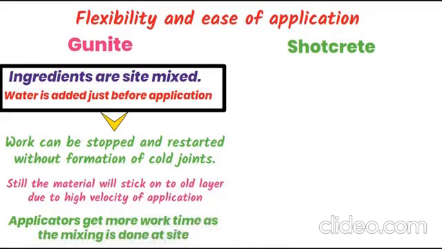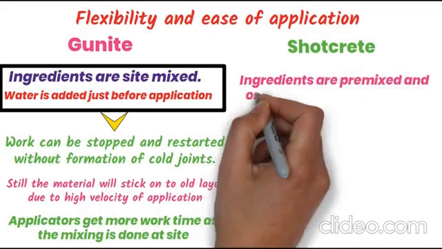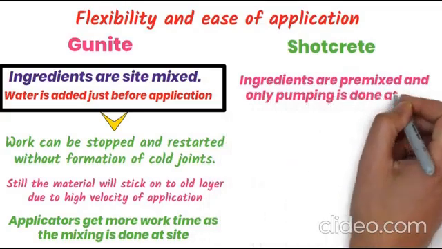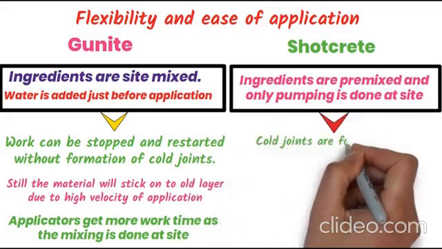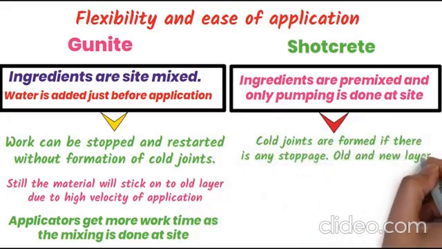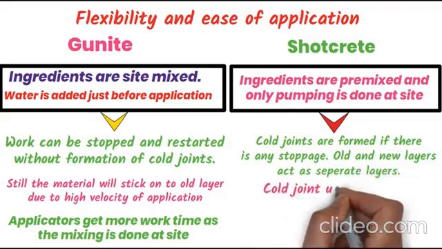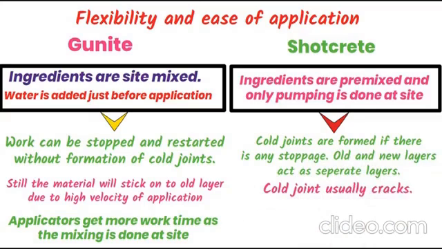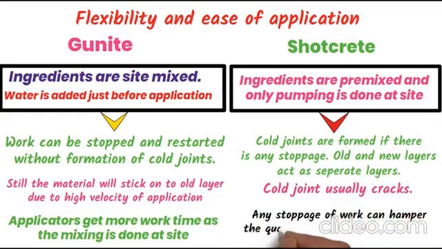But in case of shotcrete, the ingredients are premixed and only pumping is done at site. Cold joints are formed if there is any stoppage in the application process. Old and new layers act as separate layers, and the cold joints usually lead to cracks. Any stoppage of work can hamper the quality and strength of concrete in case of shotcrete.